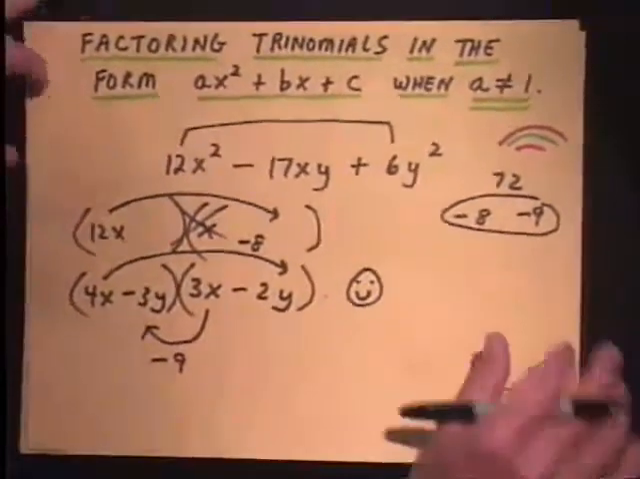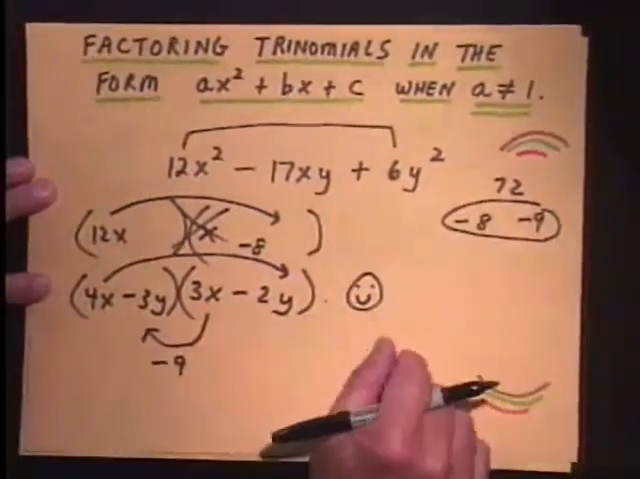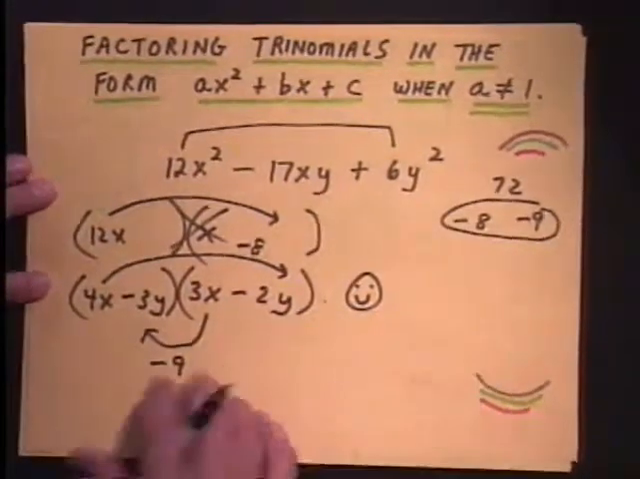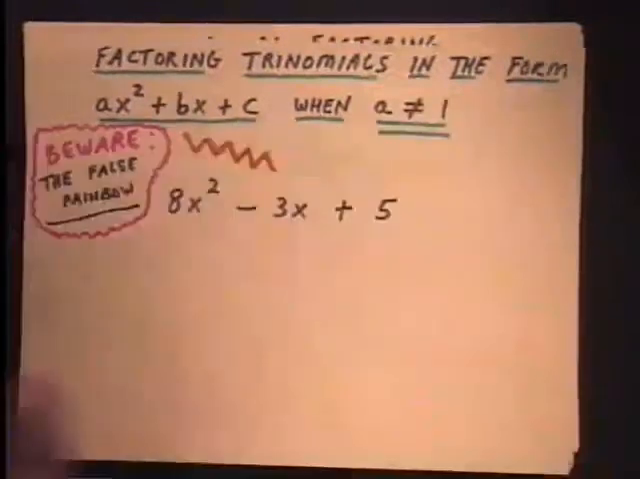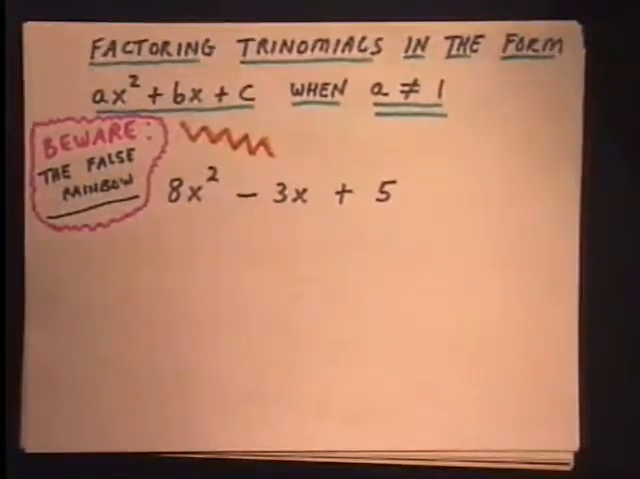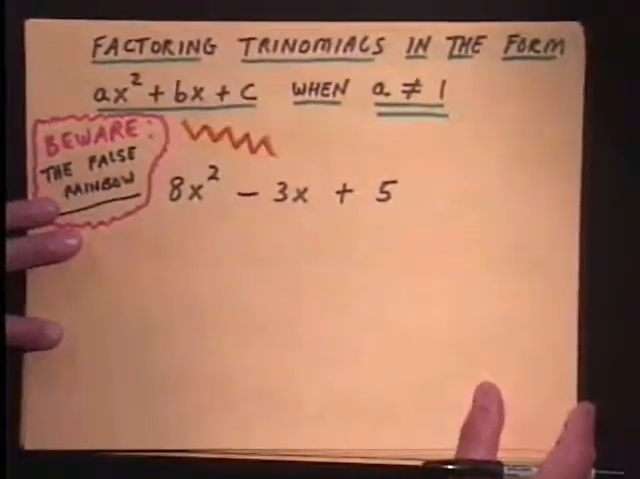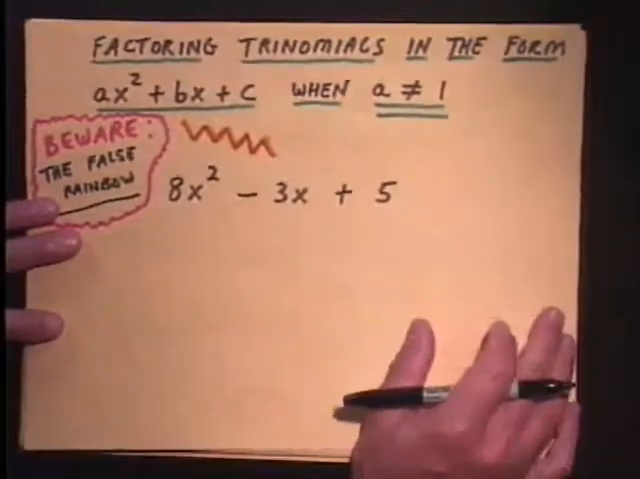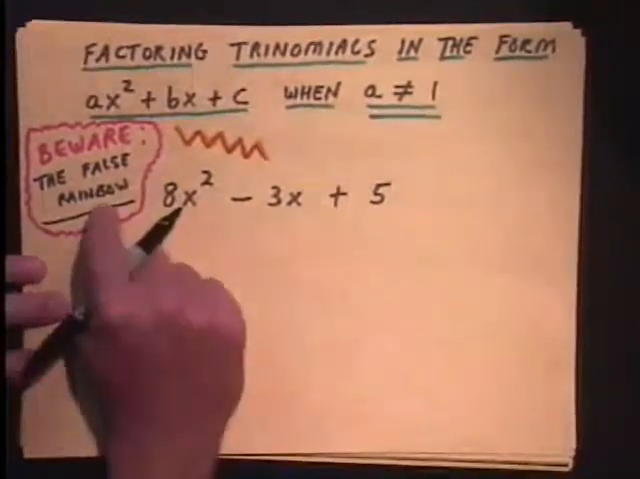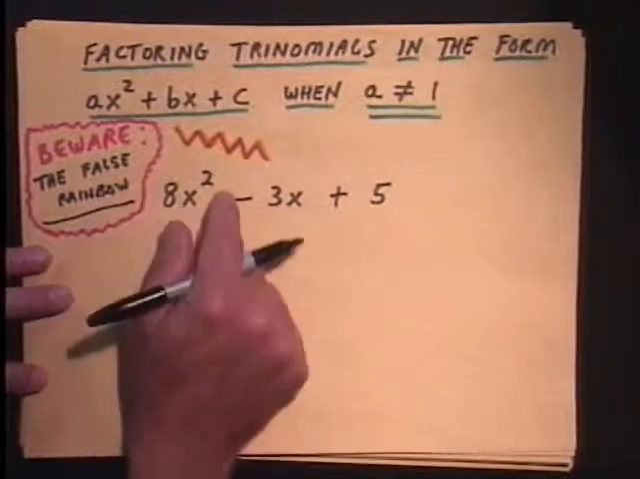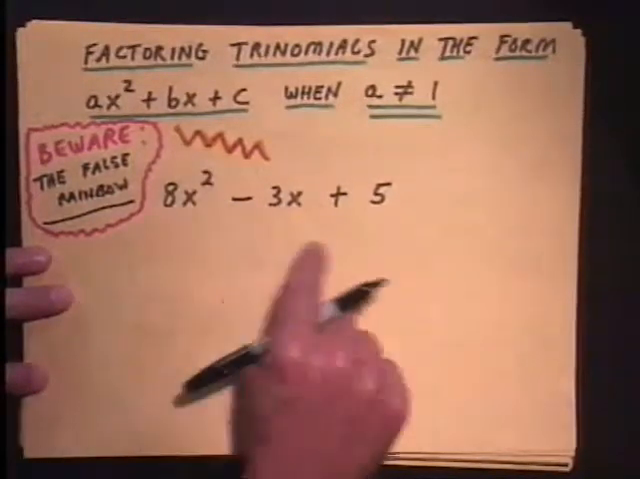So these are the toughest examples when a is not equal to 1. All right. Good, good, good. Now, this last example here I'm going to go to. Notice I've got a lightning bolt here. Where are the rainbows? The rainbows are gone. Beware, I'm going to say the false rainbows. There are false rainbows here, and you've got to be real careful with it. So watch what happens here.